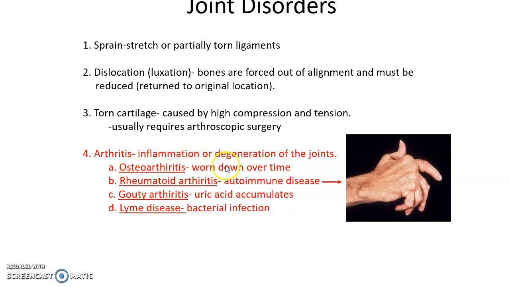There's osteoarthritis, where the joints just wear down over time. Sorry, it sucks to get old. Rheumatoid arthritis, which is an autoimmune disease that attacks the joints. Gouty arthritis, where uric acid accumulates in specific joints, usually not all of them, but just one or two or whatever, but it's very painful.